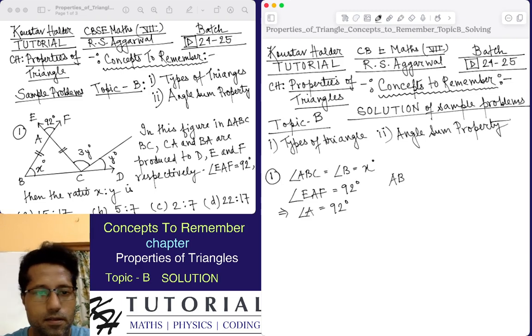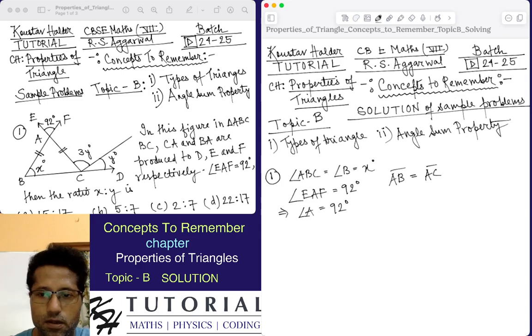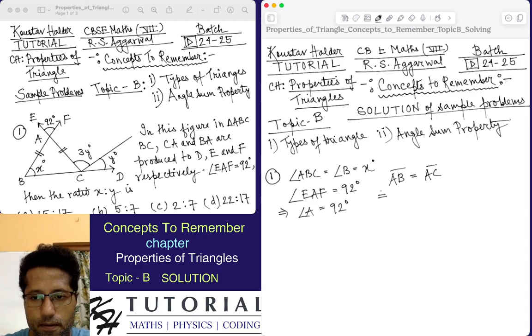Now one thing you can see from the figure is that the side BA is marked with parallel lines. That means they are equal. That is, AB is equal to AC. Some information will be visually given in the diagram. It will not be given in the problem statement. You have to figure that out. So we can see that AB is equal to AC. This will imply that the angles opposite to the equal sides will also be equal.